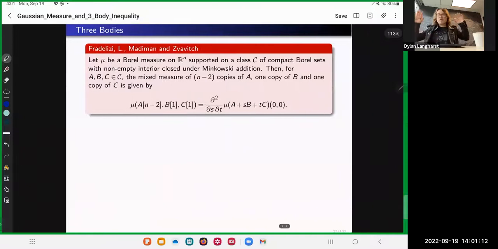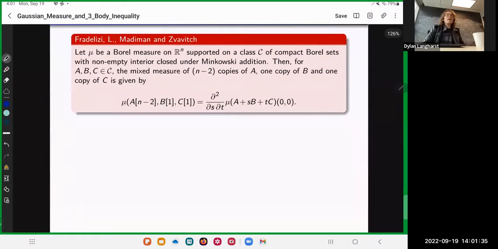All right, so everything I told you up to now was the history. We did the volume stuff, and then we did the measure stuff. I can finally tell you something new. So me with my advisors, Artem Zvavitch and Matthieu Fradelizi, and their colleague Mokshay Madiman, we were just like, what if we just take one more derivative? So we defined the mixed measure of n minus 2 copies of A, 1 copy of B, and 1 copy of C, to be this second mixed derivative of mu of A plus sB plus tC at 0, 0.